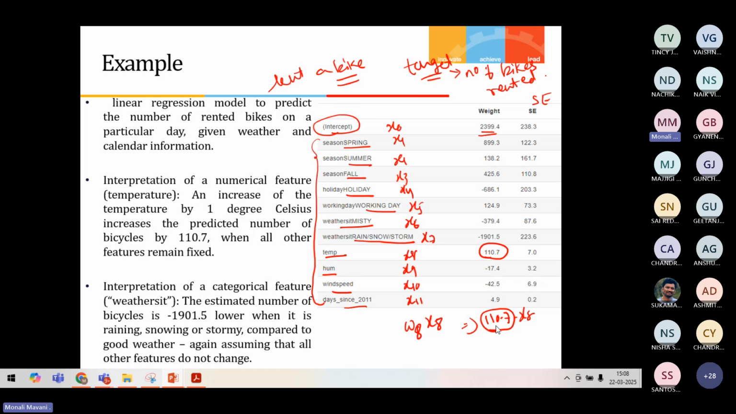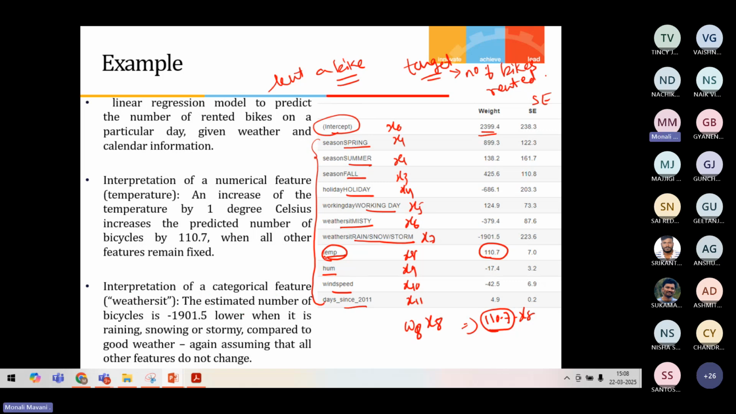This is a parameter value. This is the weight value that we have learned after training the model. What is the interpretation of this weight? If the x8 feature, that is the temperature feature, which is a numeric feature, temperature in Celsius, increases by 1 degree, our prediction tells that 110.7 more bikes will be rented. That's interpretability.